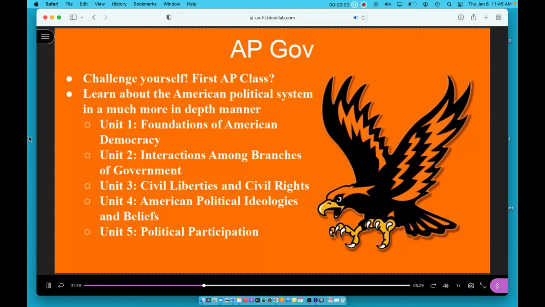Unit 4, American political ideologies. You're learning about how you feel and what your political ideologies are. Do you lean to the left? Do you lean to the right? And things like that, public opinion and political socialization and topics like that in Unit 4. And then finally, Unit 5, learning about voting, campaigning, and how people get involved in the political process as well.